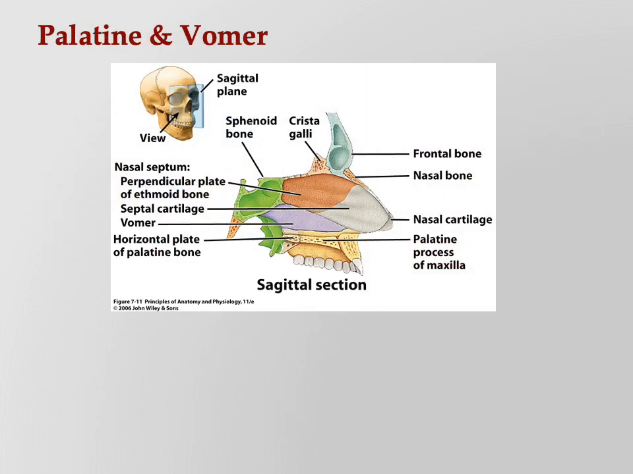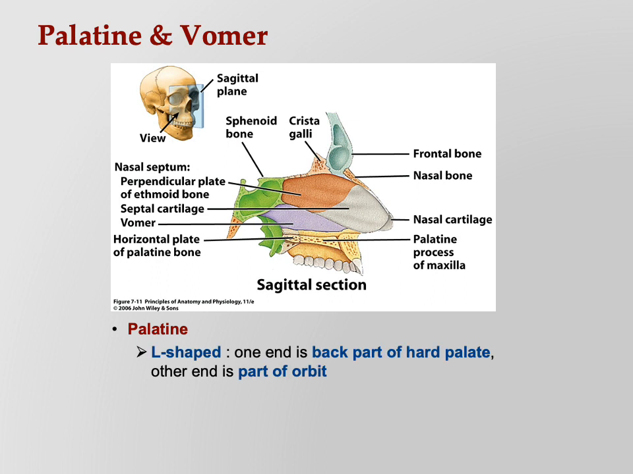So the palatine and the vomer. People say palatine, palatine. I think I switch back and forth between the two, so don't try to model me. The palatine is an L-shaped bone. It's a very peculiar looking bone.